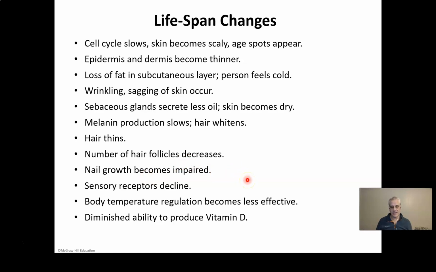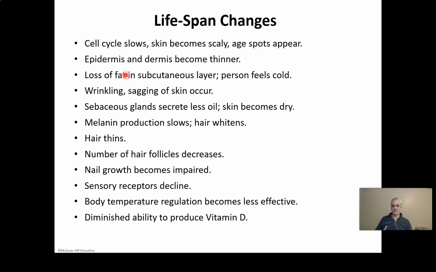So I've indicated some of these things that happen to the integumentary system over time. Cell cycle slows down, so you don't replace skin. It's the stratum basale that is the only actively mitotic layer of your skin, and those cells need to replace all of the layers above them constantly throughout your entire life. Well, if the cell cycle slows down and those cells are not reproducing as fast as they once were, then the skin is going to be hanging around longer than it used to.